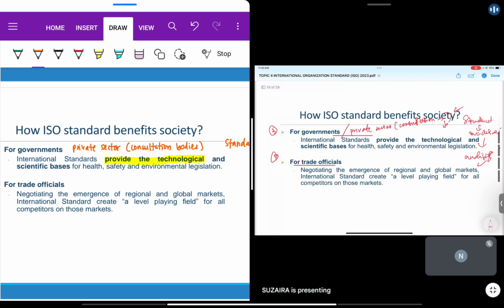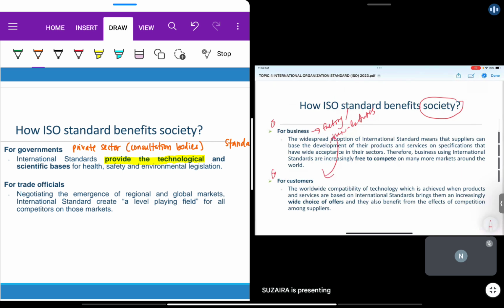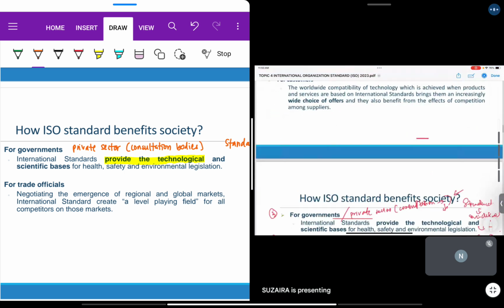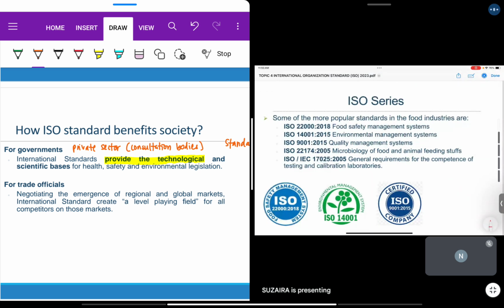Any question about this one? The how ISO benefits the society. So remember, we have 4: one for business, customer, government, so private sector. The other one is for trade official. So you have 4 societies that can gain a benefit from the ISO implementation. All right. Any question about that? Any question? Okay.